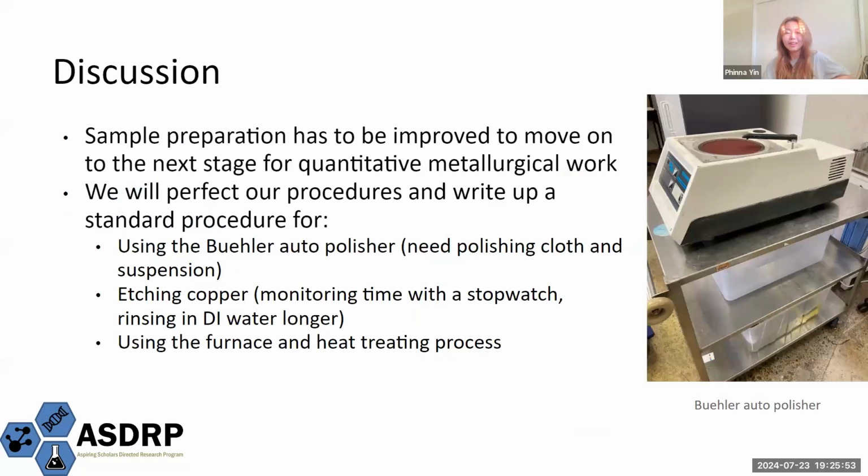So from here on, sample preparation has to be improved to move on to the next stage for quantitative metallurgical work. And we also have to perfect our procedures to write up a standard procedure for using the Buehler auto polisher, which needs polishing cloth and suspension, and also for etching copper, which includes monitoring time with a stopwatch and rinsing in DI water for longer, and also using the furnace and heat treating process.